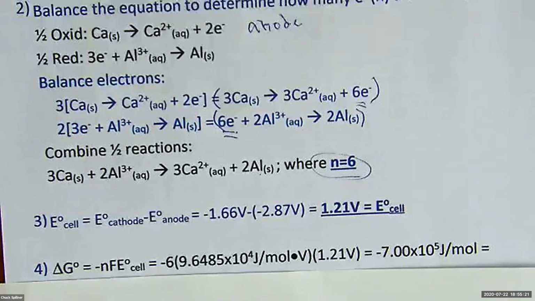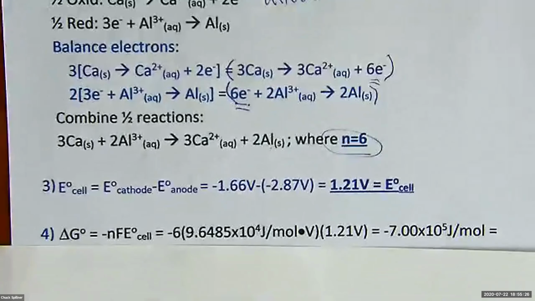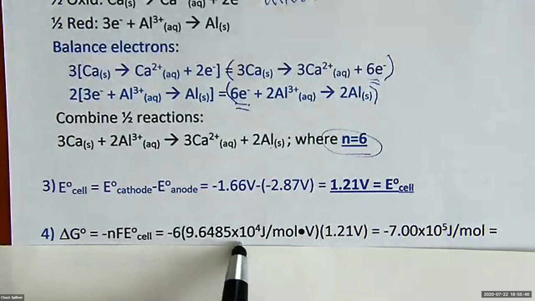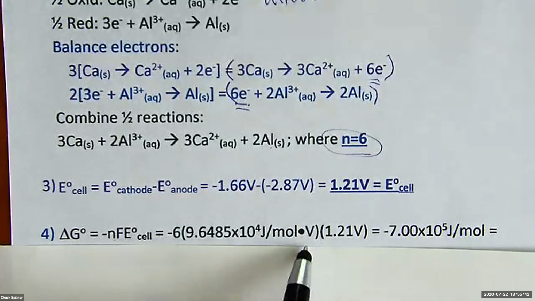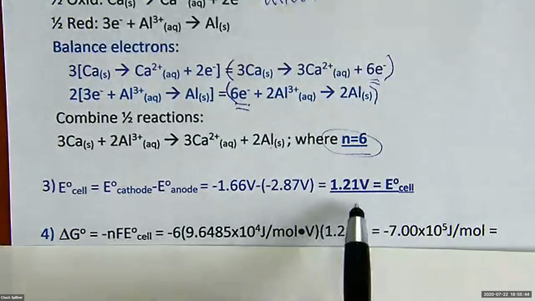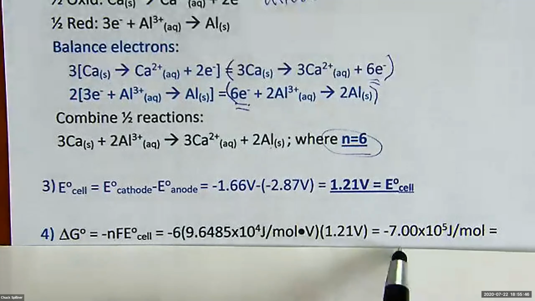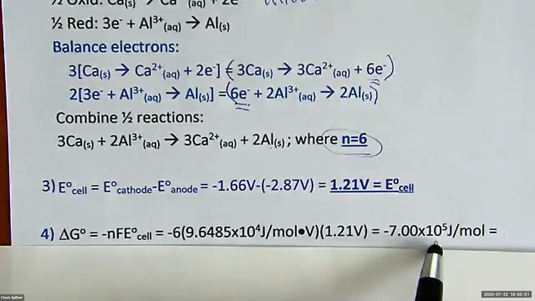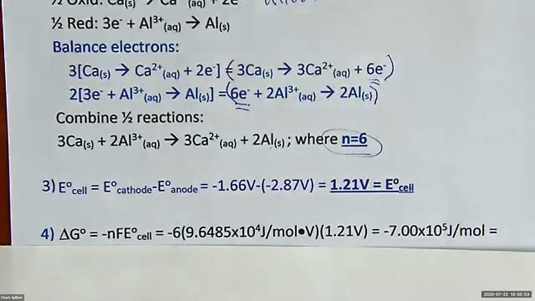So the next step is to calculate the free energy that this cell is producing. And our equation is minus NF standard cell potential. So our N is 6, our Faraday constant is 9.6485 times 10 to the 4th joules per mole volt. And our cell potential right up above is 1.21 volts. We multiply those together and we get minus 7 times 10 to the 5th joules per mole.